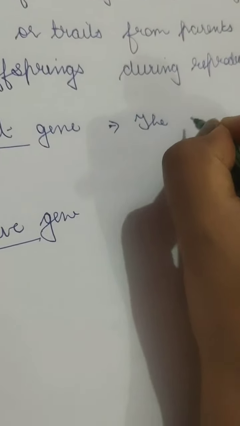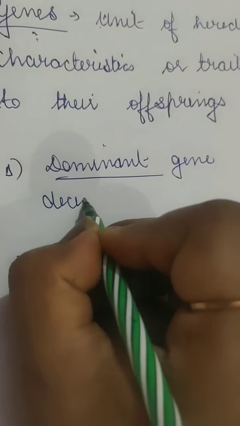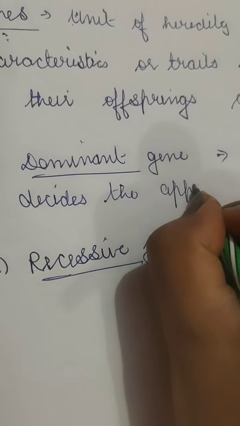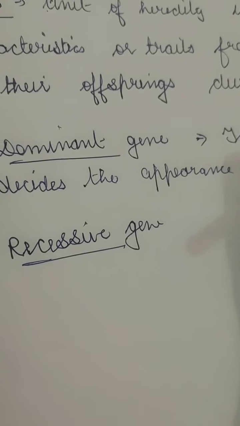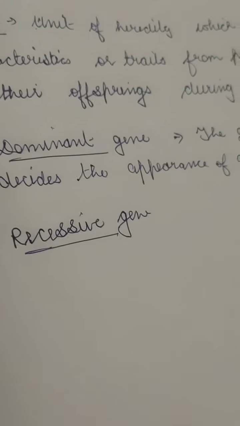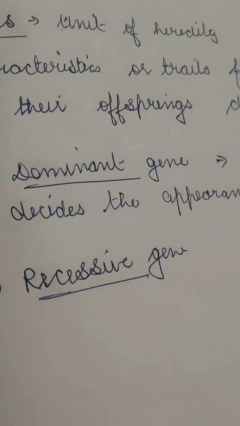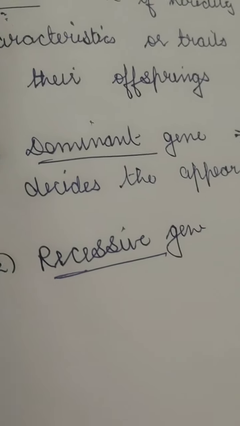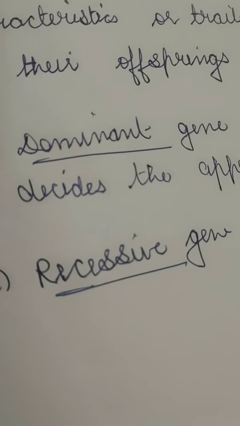The gene which decides the appearance of an organism even in the presence of an alternative gene. Like, always two genes will be present, because there are two parents. When an offspring is born, both parents have their characteristics, like one parent has blue eyes and the other parent has black eyes. So the baby is likely to have either blue eyes or black eyes.